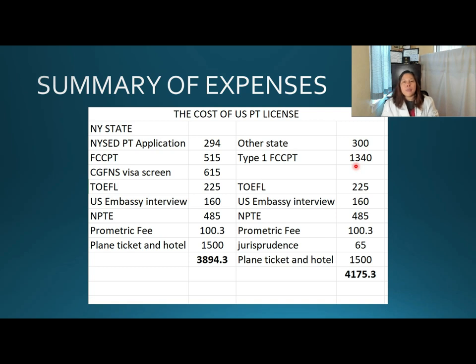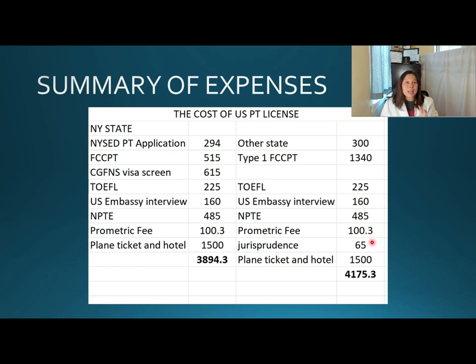If you don't have any working visa or any immigrant visa yet, most of the states prefer the type 1. It's comprehensive. It's a package deal. It means it's both credentialing and healthcare worker certificate all in one. Type 1 FCCPT right now is $1,340. The TOEFL is $225. The U.S. Embassy interview is $160. NPTE again is $485. Prometric is $100.30.